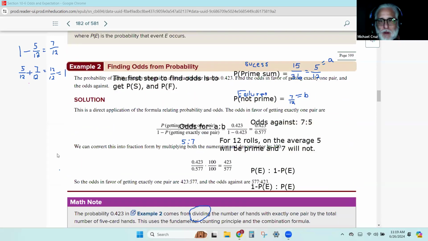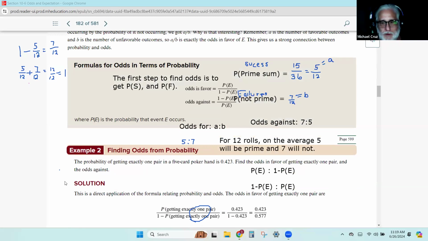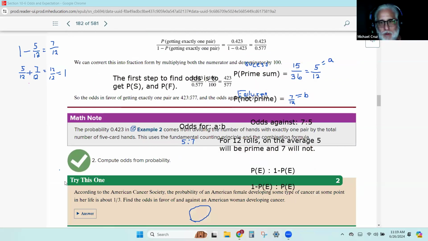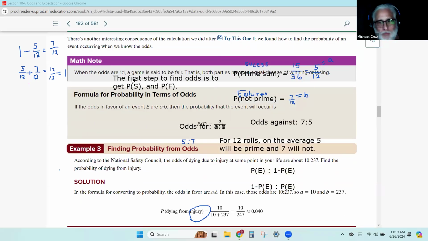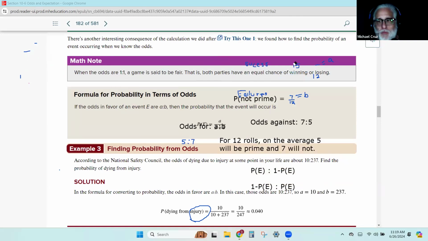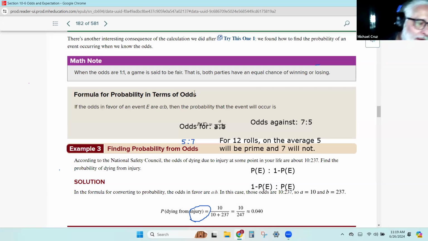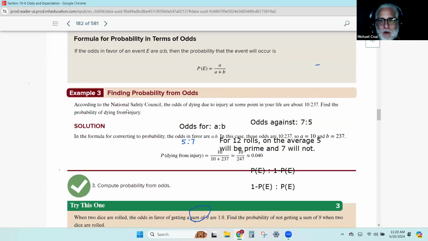All right. Find the next one to do. All right. So this is just a note. If odds are 1 to 1, actually, it would be anything like 5 to 5 or 10 to 10, but the simplified form is 1 to 1. And what that just simply means is that it's an equal chance of winning for each side, equal chance at winning and losing. It's called a fair game.